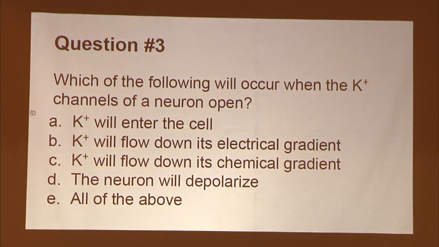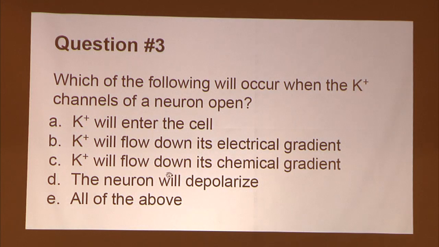We'll see with our action potential that's not what happens when we open potassium channels. Also, when we look at neurotransmitters and transduction, that's also not going to happen if we open potassium channels. So potassium's not going to enter, it's not going down its electrical gradient. It will go down its chemical gradient, and then the neuron will not depolarize because the potassium will be leaving.